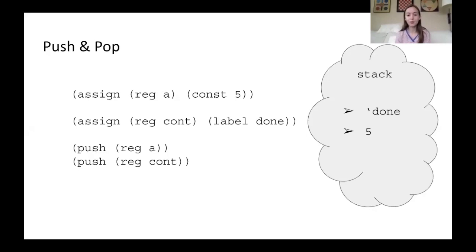For example, when we push reg A and then reg cont, the value 5 gets pushed first, and then on top of it, the label done. Now, if we run pop reg B, we take the value at the top of the stack, which was the label done, and assign it to the register B. 5 is now at the top of the stack.